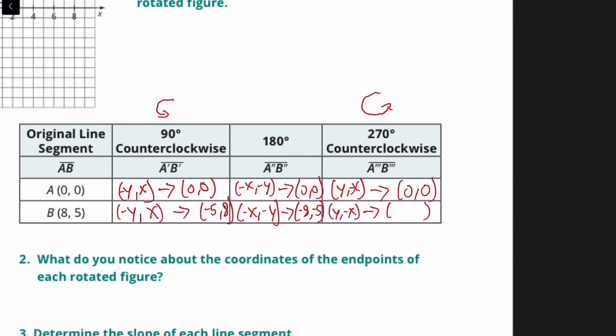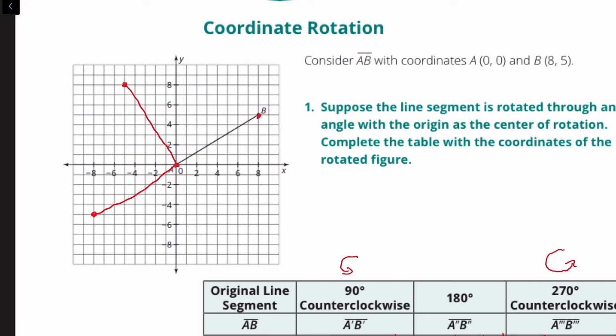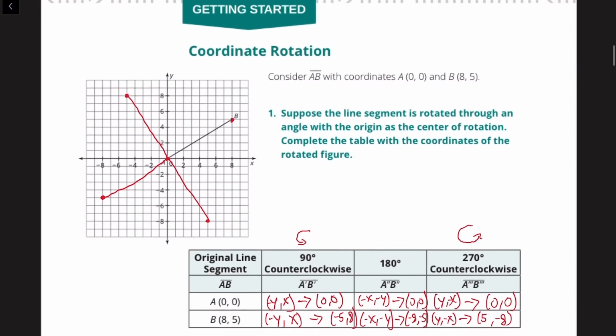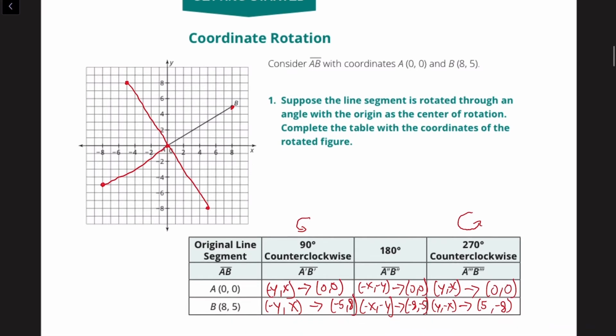Then 8, 5 is going to be switched to be 5, 8, and then we're going to change the sign of the x to be a negative 8. 5, negative 8. 5 to the right, down 8. All right, I drew that point at 5, negative 8, and I connected it with a line, and now we have kind of like an x going on in our graph.